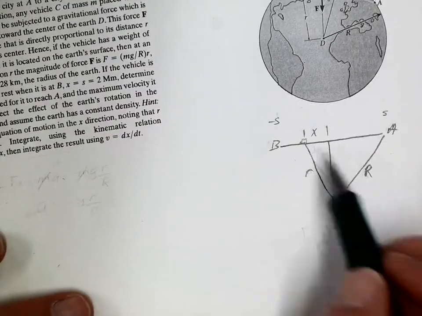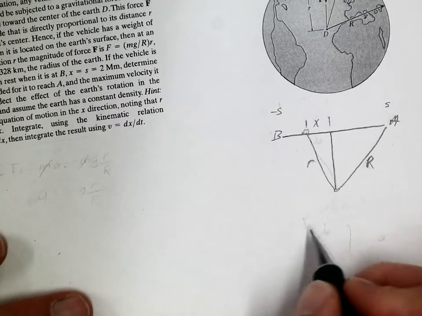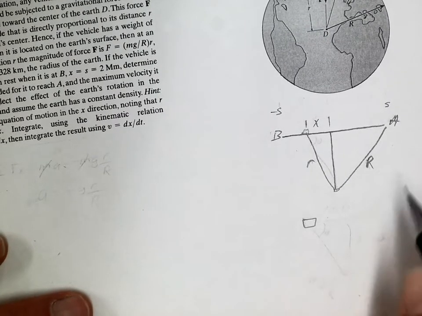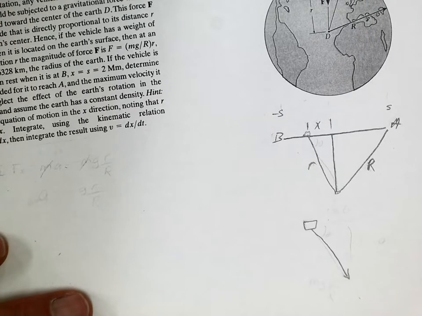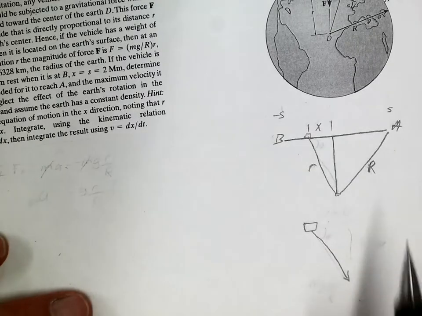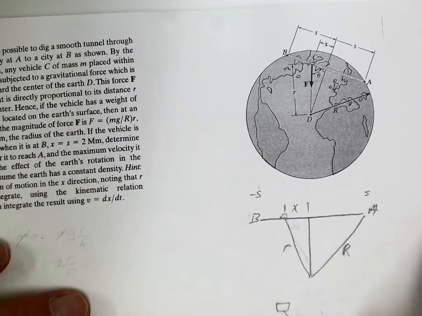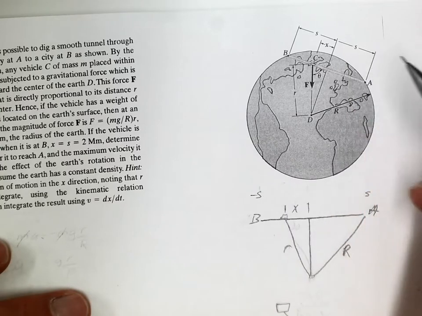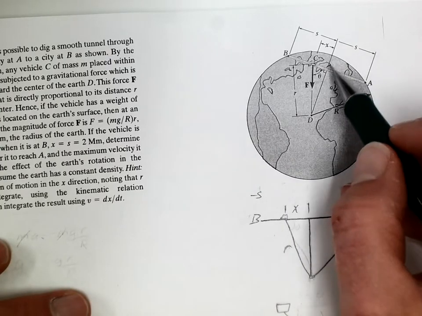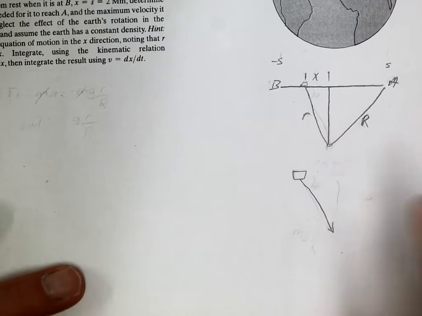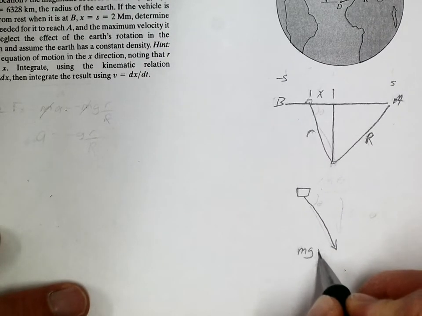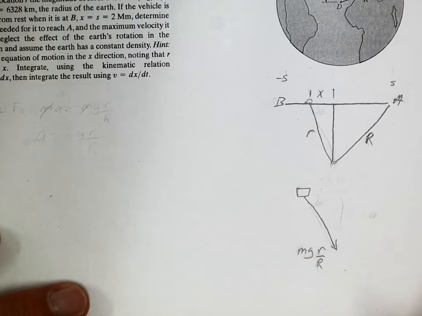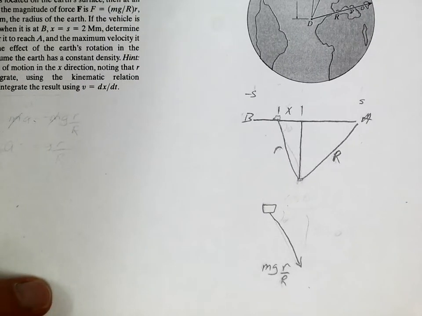Okay, if we draw a free body diagram of the little pod, it has a force directed at the center of the earth. And according to the problem, because this change in height is going to be significant, we can't just use mg as the force. And so we're going to use mg times the length where we're at divided by the radius of the earth to give us the force.